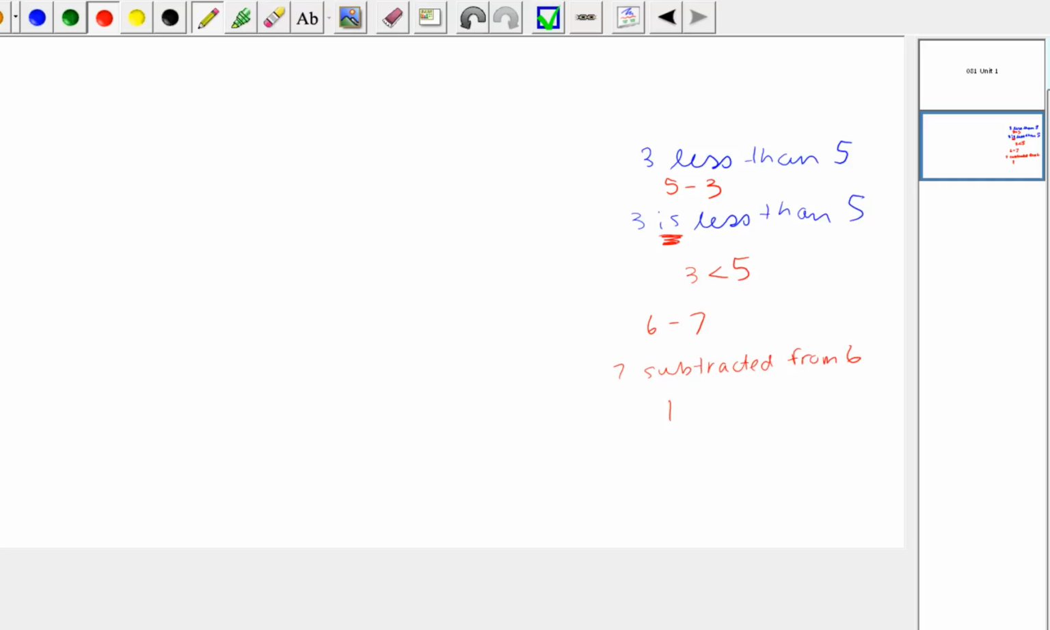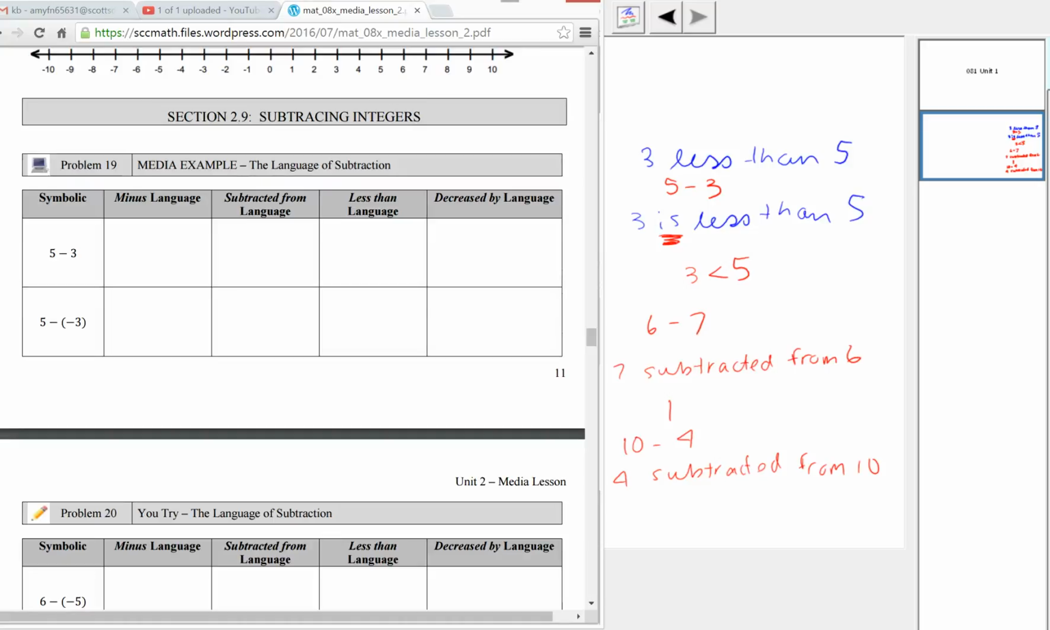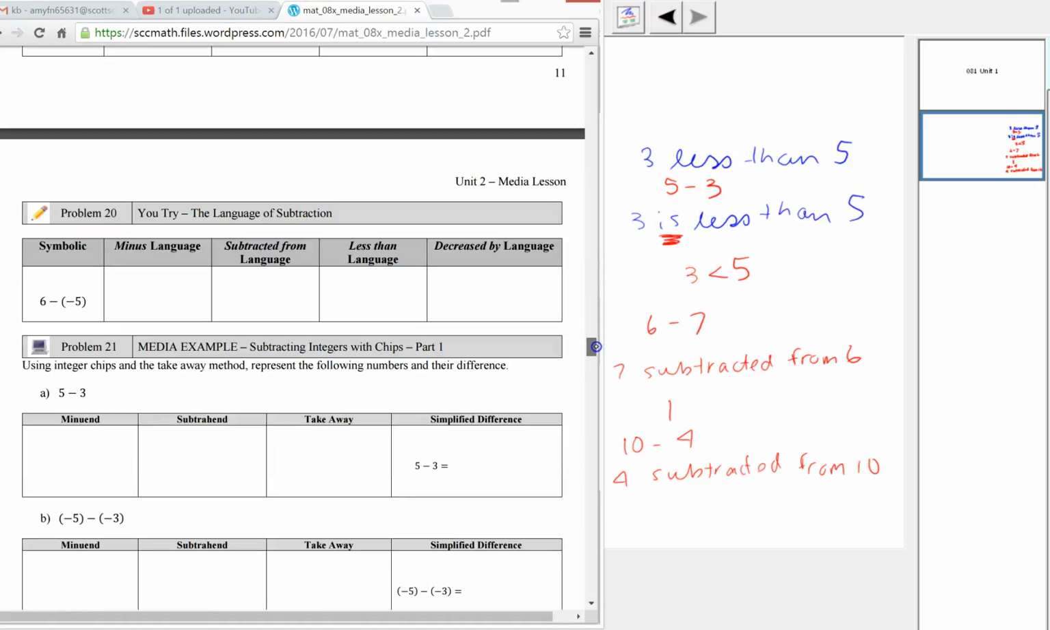So I'll give them something with smaller numbers where the answer isn't negative and ask them to draw a connection, like 10 minus 4 is 4 subtracted from 10. If you ask them what 4 subtracted from 10 is, they'll say it's obviously 6, and then you can have them try to connect these ideas to see how the phrasing works when you have negative numbers. Okay, so spend a little time on that.